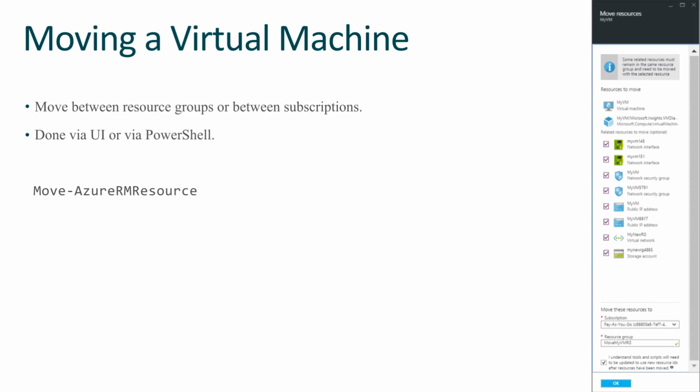So to begin, moving a virtual machine is a very simple process. You can do this in the UI or in PowerShell. With PowerShell, there's simply a Move-AzureRmResource cmdlet. You're going to specify the resource you want to move, the new destination. It's an incredibly simple process.